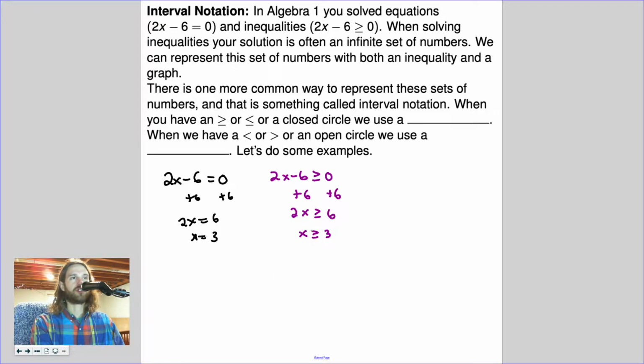There are a bunch of numbers that make this inequality true. So how do we describe those? Well, there's a couple ways. The first way you can describe them is with an inequality. Inequalities describe a range of values. That's one way. Another way you can do it is with a graph.